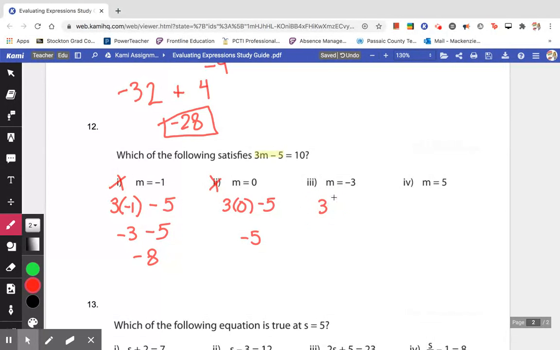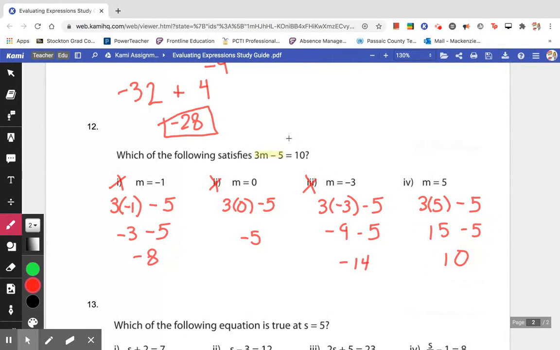So here we're doing 3 times m, which is negative 3, minus 5. 3 times negative 3 is negative 9, minus 5, and then we have negative 14. So again, that will not be the answer. Our last one is going to be 3 times 5 minus 5. 3 times 5 is 15, minus 5 will be 10.